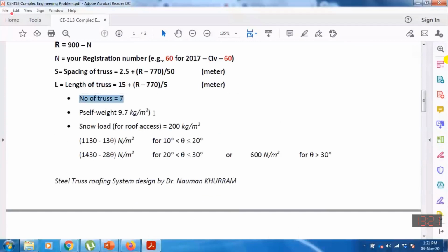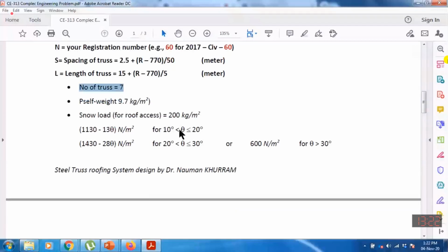In the computation of panel load, we have already solved one example in our lecture. So you will repeat that example with your own data. In computation of the panel load, you will assume the self weight. Actually, this might be the purlin self weight, I will correct it. Self weight of the purlin is 9.7 kilogram per meter square. Snow load you will consider depending upon the inclination of the top chord. Inclination you can easily compute.